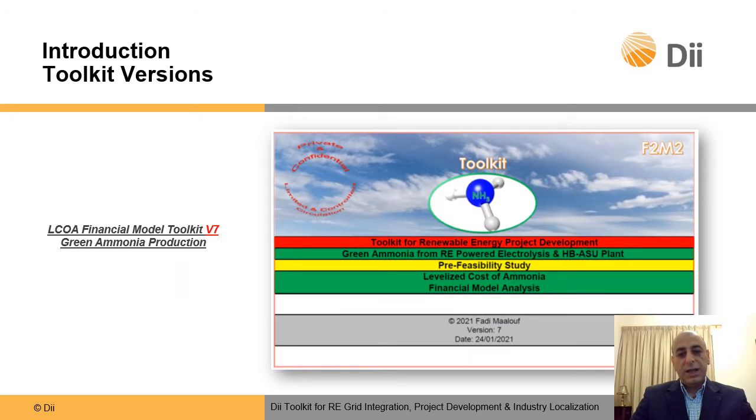Version 7 is dedicated to green ammonia, and it uses the same functionalities of the green hydrogen toolkit, but adds the Haber-Bosch process synthesis costs and attributes, as well as the air separation unit for nitrogen production and the synthesis of green ammonia.